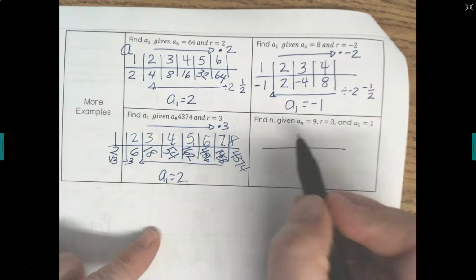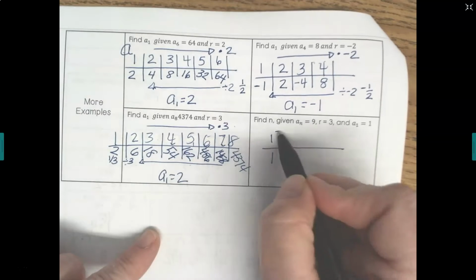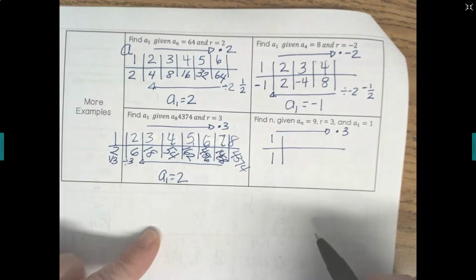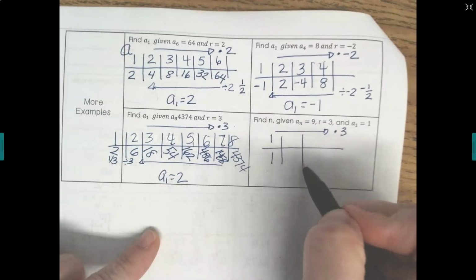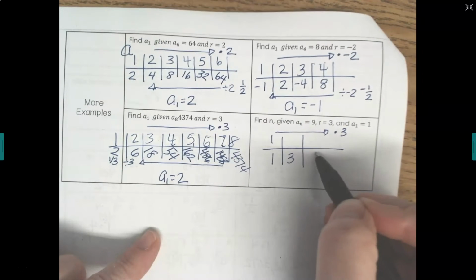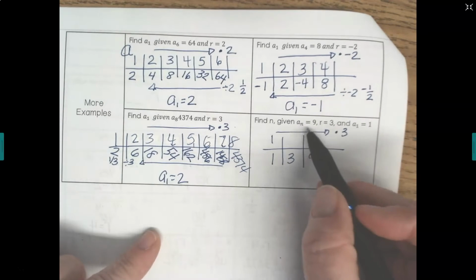So let's just draw out what we know. We know that the first term is 1 and our common ratio is 3. So going this way, we're going to multiply by 3. I want to know what position is 9. Okay, so 1 times 3 is 3. 3 times 3 is, well, there's our 9 right there. We don't have to go any further. We got to what it asked for.